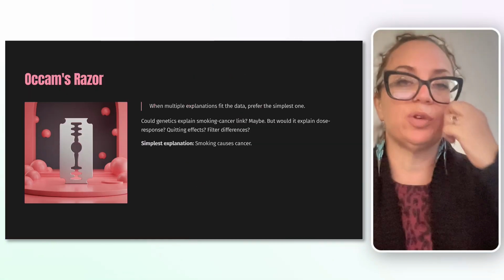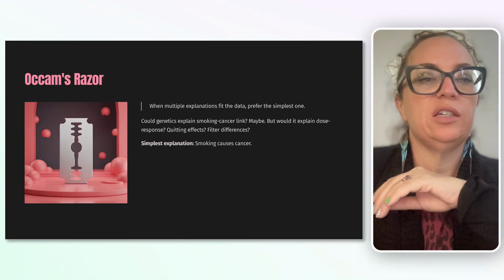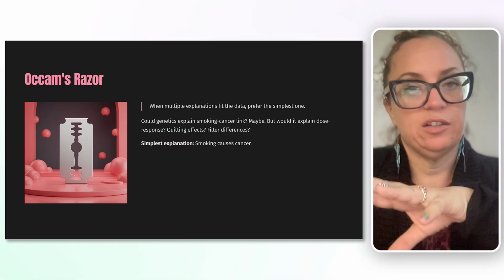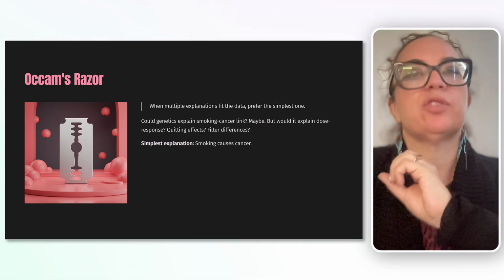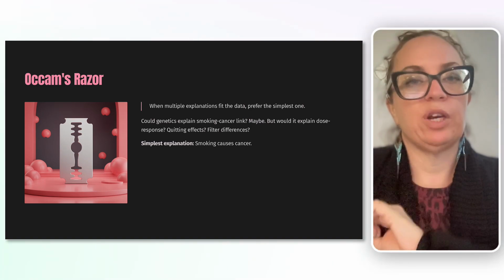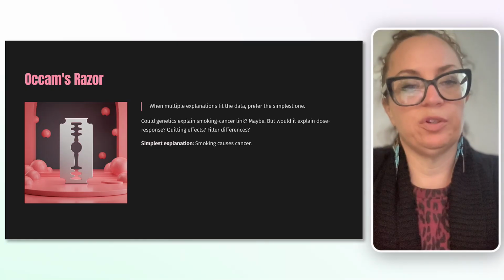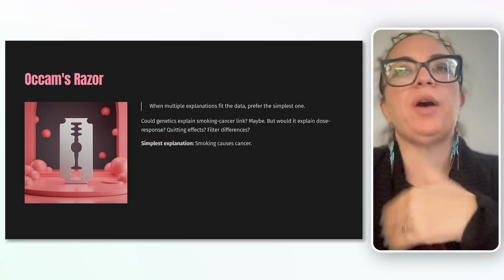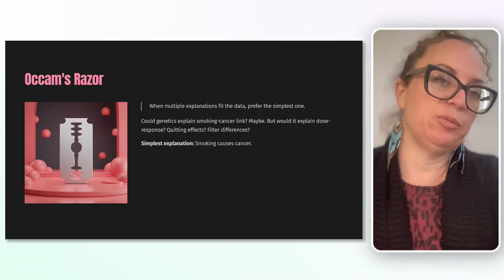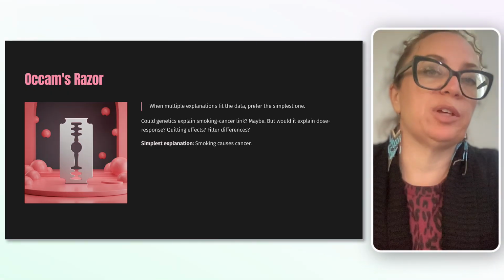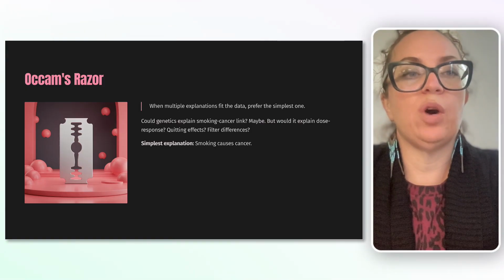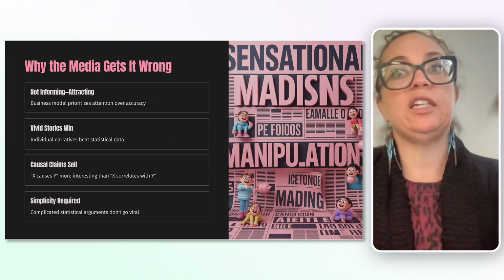And this is where Occam's razor comes in. Occam's razor is when multiple explanations fit the data, we prefer the simplest one. The simplest one is usually right. So this is how you build a causal argument from correlational data, not with one study, not with one correlation, but with a pattern of evidence that all points to the same conclusion, and that can't be explained by alternative hypotheses.